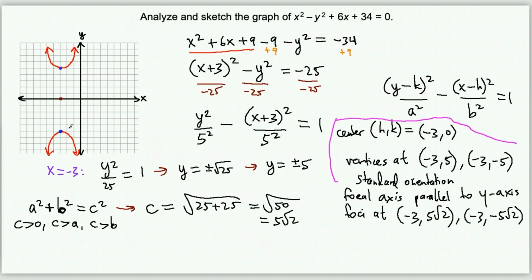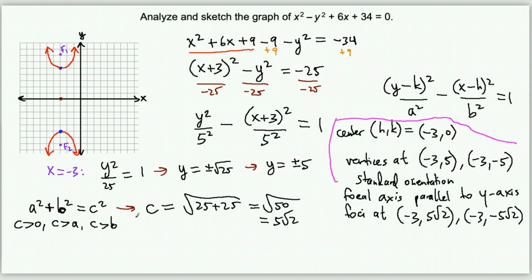For example, let's actually plot the foci before. 5 radical 2, 5 times radical 2 is going to be, let me see, 5 times radical 4 is 10, right? So the calculator gives me 7.07, just above 7 there. So I would plot it right there, and also one below. So these are the foci, Focus 2, Focus 1. And let's find the asymptotes.